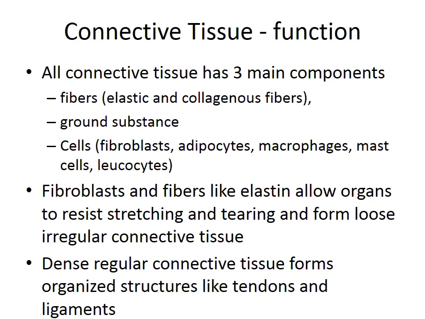Fibroblasts and fibers like elastin allow organs to resist stretching and to resist tearing, and they form loose, irregular connective tissue. So this is a good thing because you don't want your organs to constantly be under repair because of something that happened and that was small. Dense, regular connective tissue forms organized structures like tendons and ligaments. So these are very interesting ways that cells can actually help us.